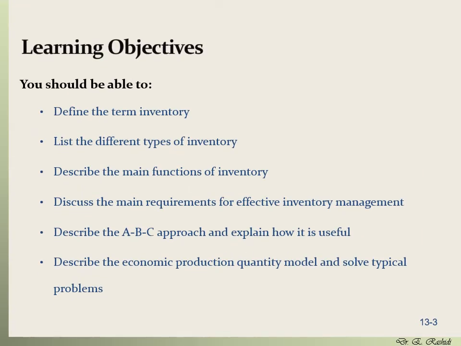The learning objectives for this chapter are as follows. We're going to learn about inventory and its definition, about different types of inventory, and also about the functionalities of inventory. We will also discuss the main requirements for effective inventory management and learn about the ABC rule and its approach in inventory management. And also we're going to learn about different production quantity models and how to solve typical problems using those models.